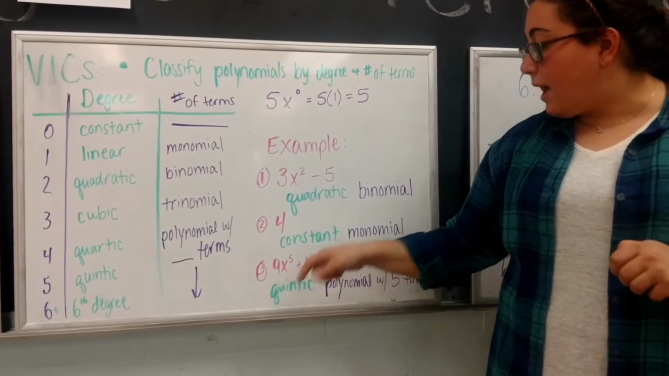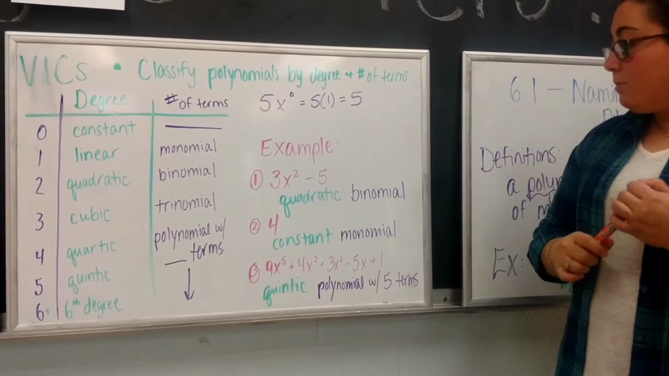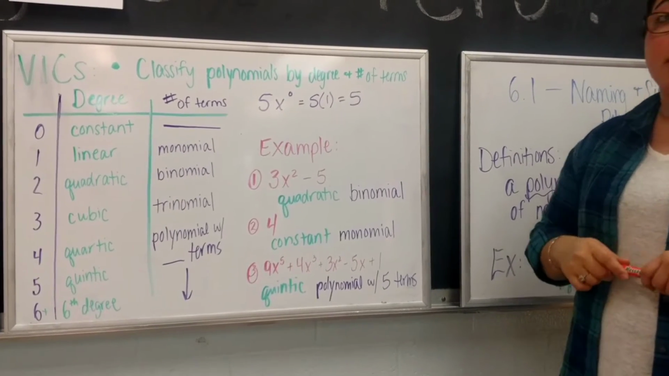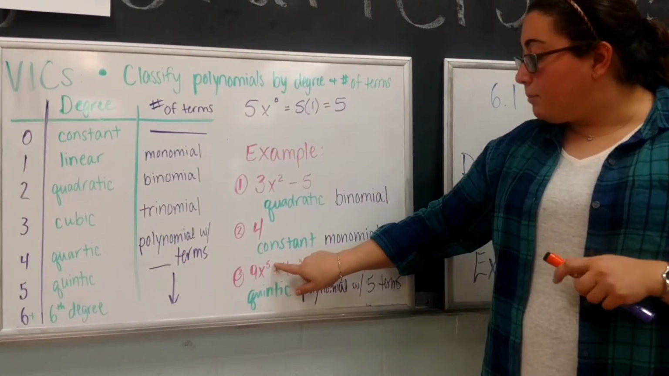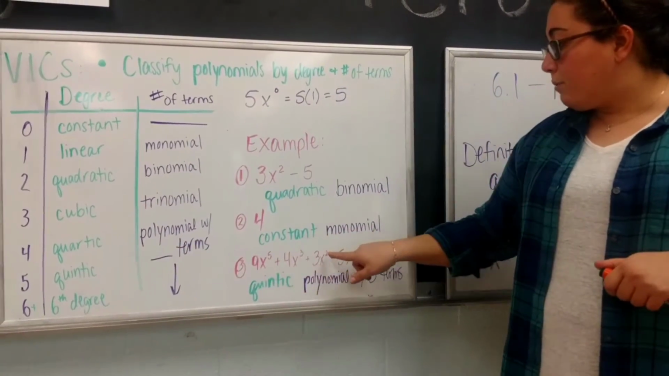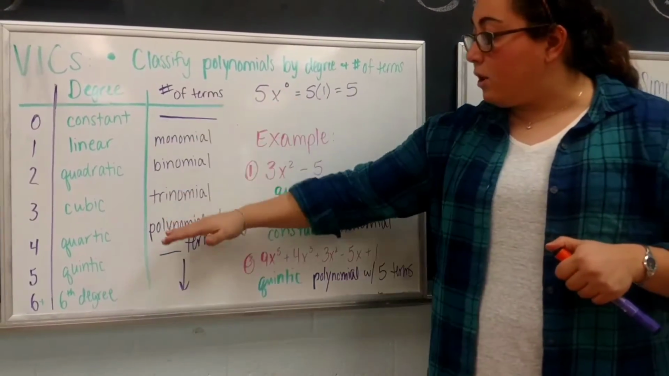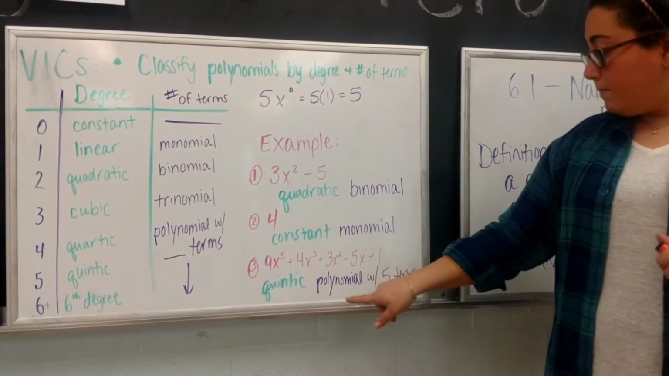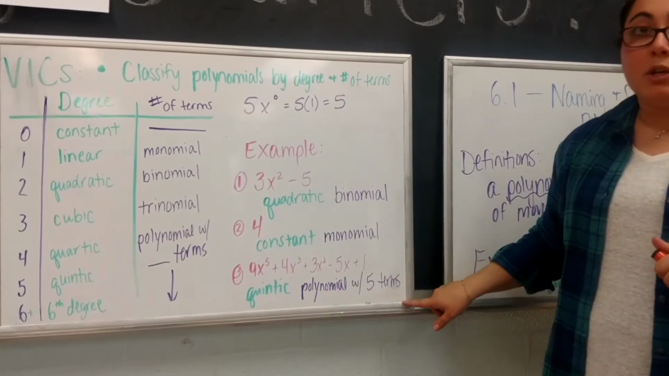And you also have 9x to the 5th plus 4x cubed plus 3x squared minus 5x plus 1. It's a mouthful. But your highest power is a 5, so that's a quintic. And we have 1, 2, 3, 4, 5 terms, which is higher than all of those. So it is a polynomial with 5 terms.